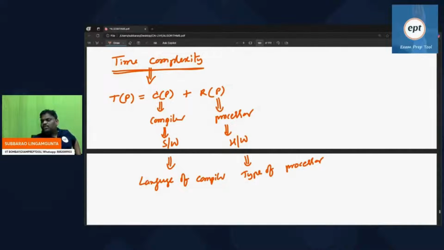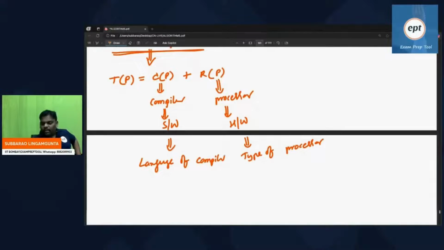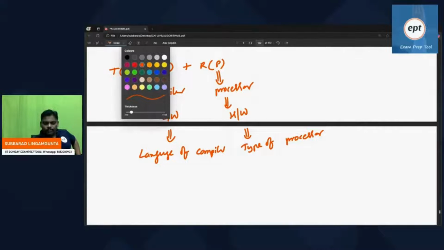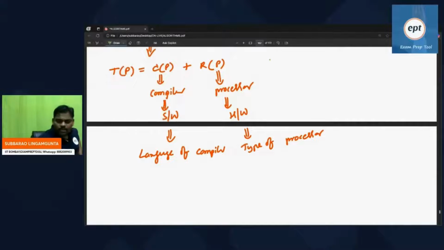So type of processor matters. If you use the best processor, less time. If you use the worst processor, more time. So time complexity is based on two parameters actually: language of the compiler and type of processor. These two things matter. Time complexity of any program is based on the language of the compiler and the type of processor. These two things are important.